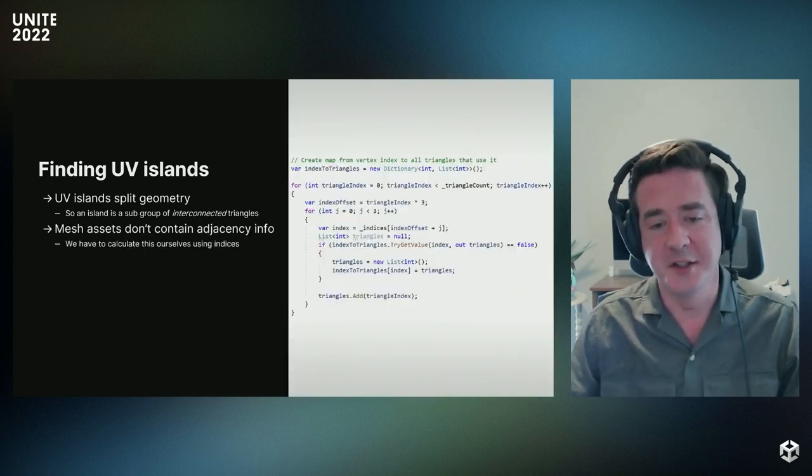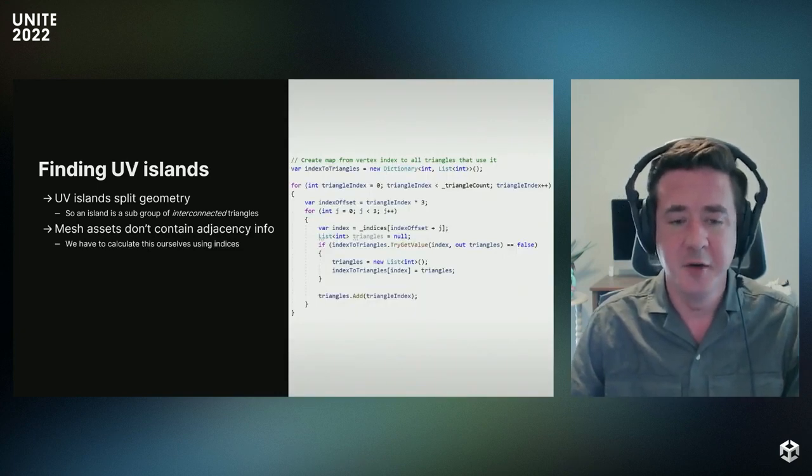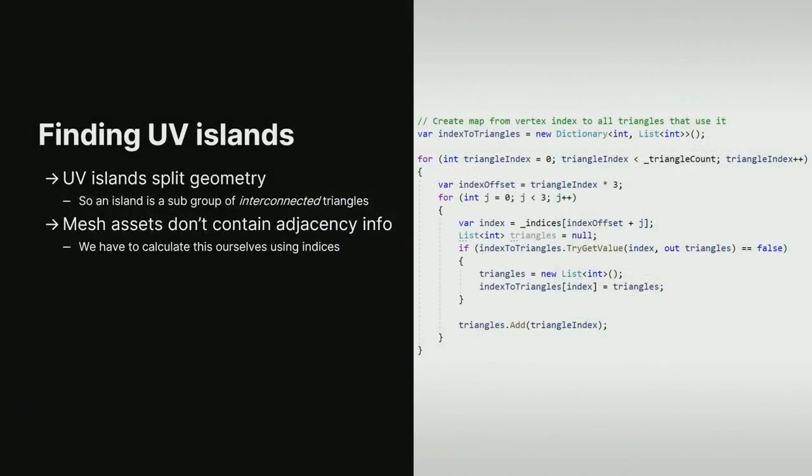The problem with this is mesh assets themselves don't actually contain adjacency info. They're basically just a list of attributes and indices representing the triangles. So we have to figure this out for ourselves. The way that we do this is we go through creating a map for every index, and then how many other shared triangles reference it. And that is a good building block to then work for figuring out other adjacency information from there and running some of these algorithms.